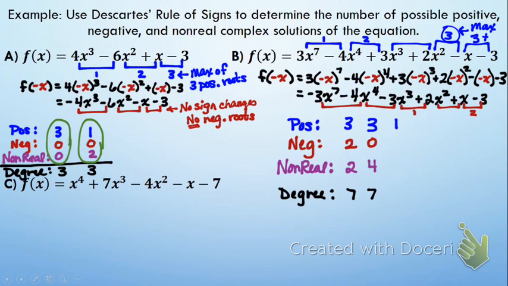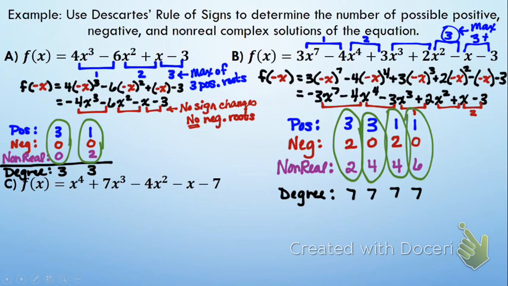If there's 1 positive and 2 negatives, how many non-reals? 4. What about if there was 1 positive and no negatives? 6. Degree of 7. So there are 4 different possibilities here. Those are all the possible combinations for zeros.